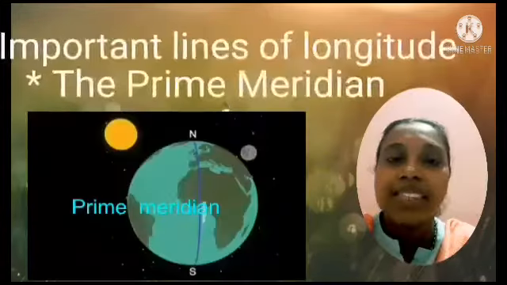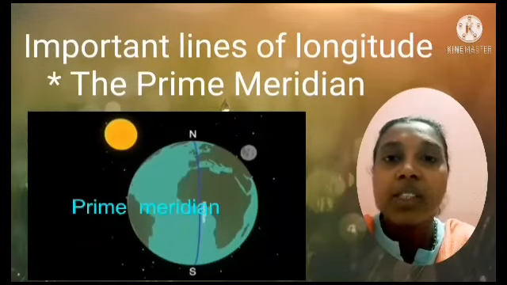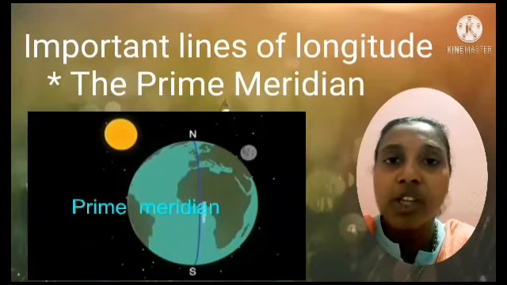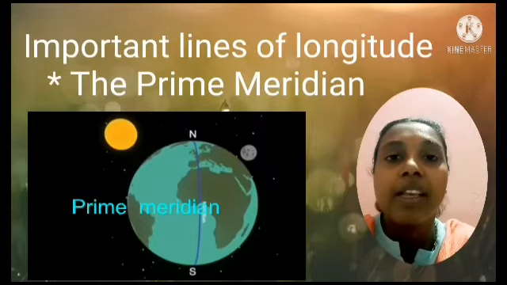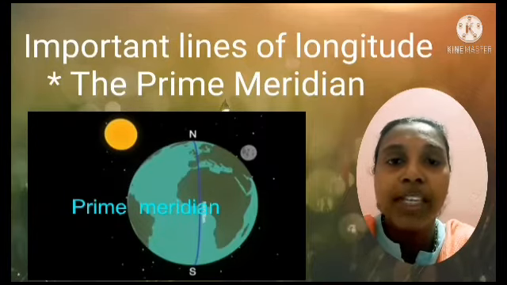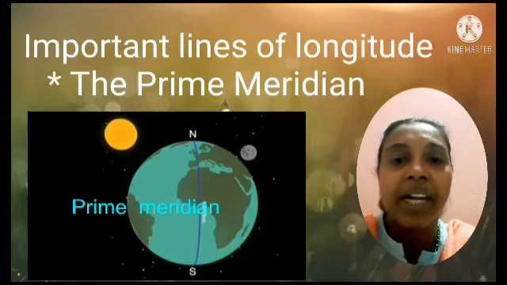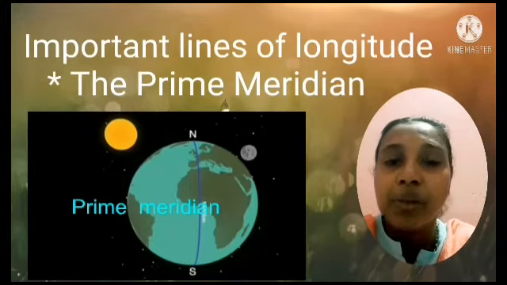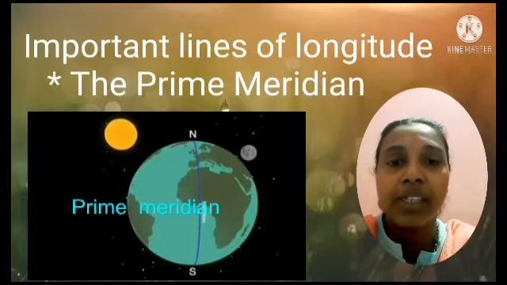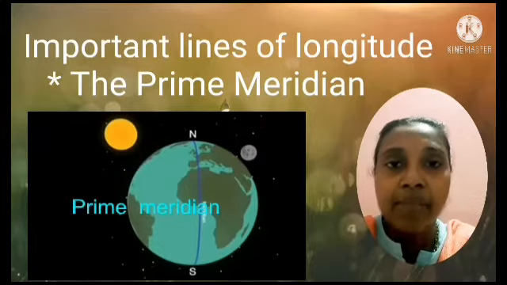Okay. Dear children, now let's move on with today's topic, important lines of longitude. The first important line of longitude is known as the prime meridian. As you know already, the prime meridian passes through 0 degree longitude. That's why it is also known as 0 degree longitude. And at the same time, it is also known as the Greenwich meridian.